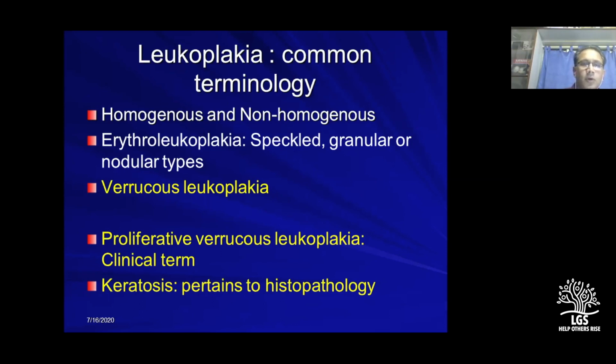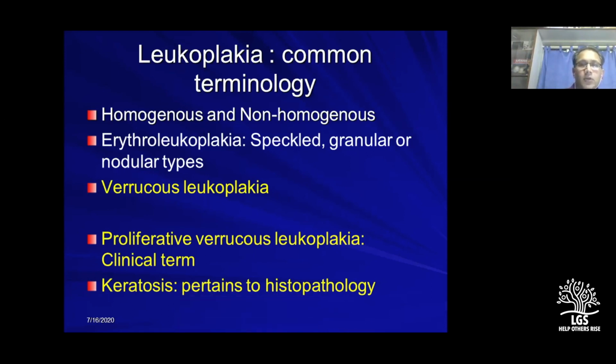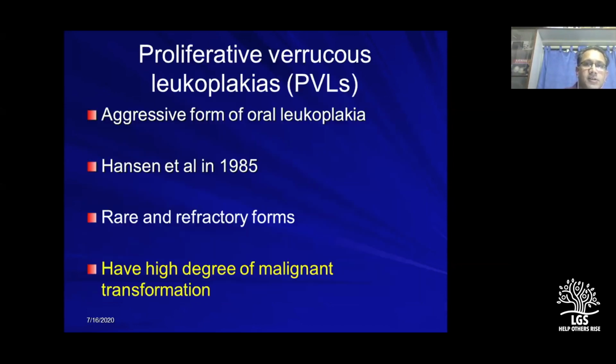And there is another term called keratosis, which we clinicians keep using commonly in our day-to-day clinical practice. But we must understand that the term keratosis actually pertains to histopathology and has nothing to do with the clinical. So there are a lot of terminologies that we tend to use loosely, some clinical, some histopathological, in day-to-day practice. For example, this is a classical lesion of frictional keratosis, as a lot of people would call it. But there are certain authors who say that, rather than using the term frictional keratosis, they recommend the usage of the term frictional lesions.